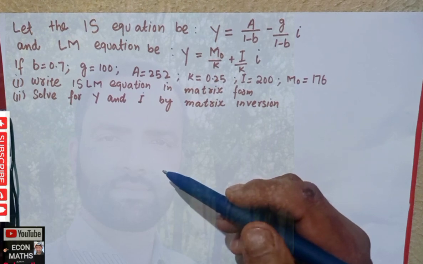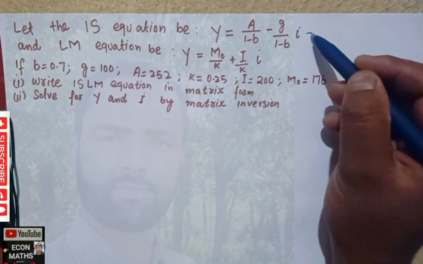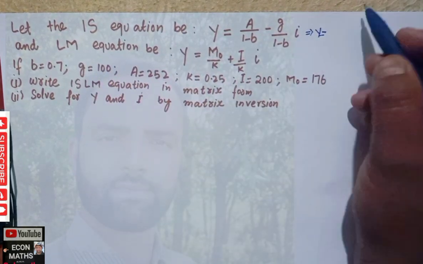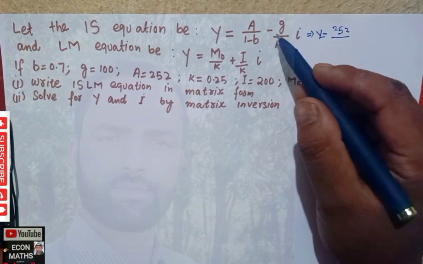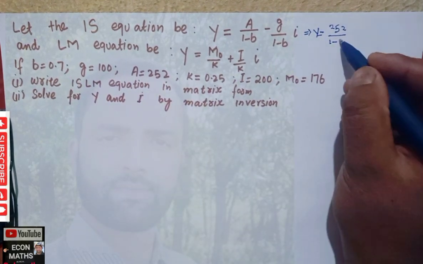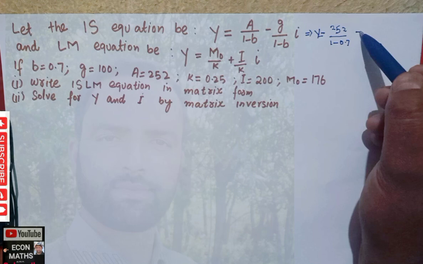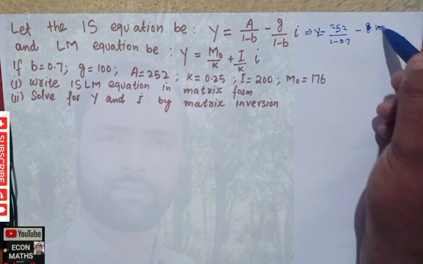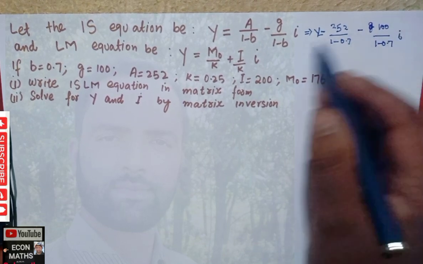First of all, what will we do? We will just take these two equations and plug in the values. I will write here to save space. Our y is equal to, in place of a, the value of a is here 252, so I will write 252 divided by 1 minus b, that is 1 minus the value of b, 0.7, and we know that b is the marginal propensity to save, minus, in place of g we have 100, so I will write here 100 divided by 1 minus 0.7 times i. Okay, this is our IS equation.